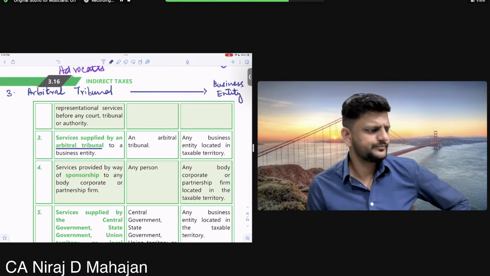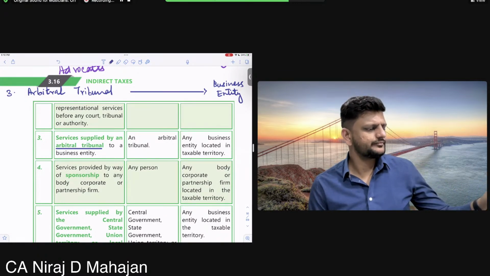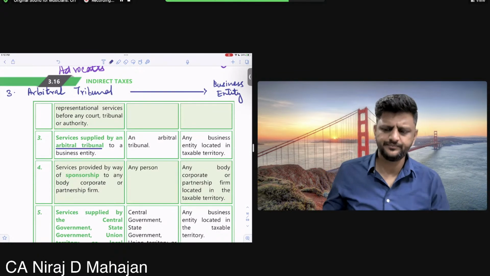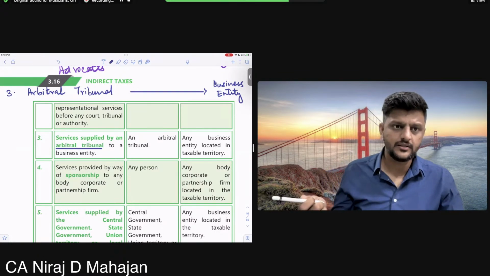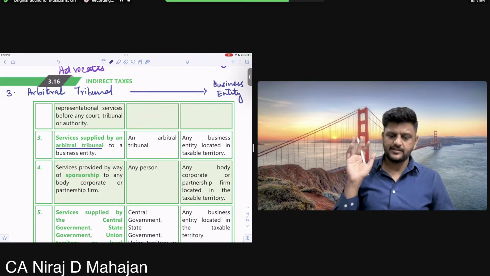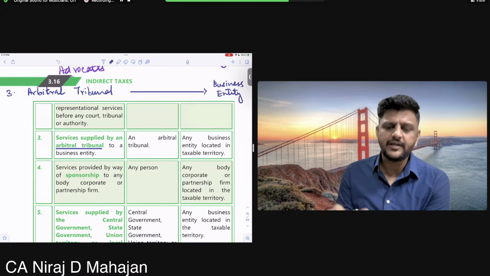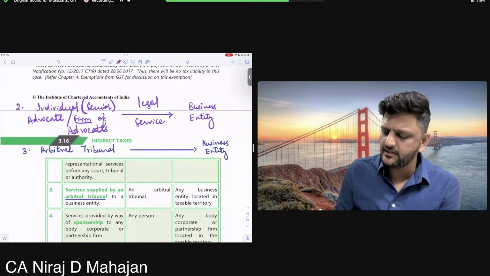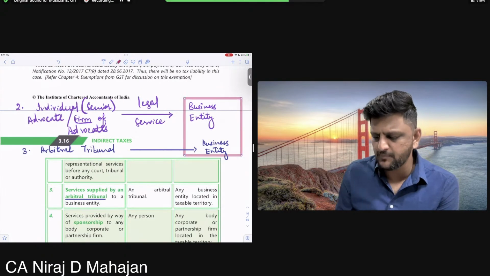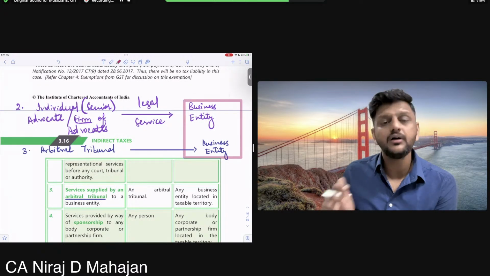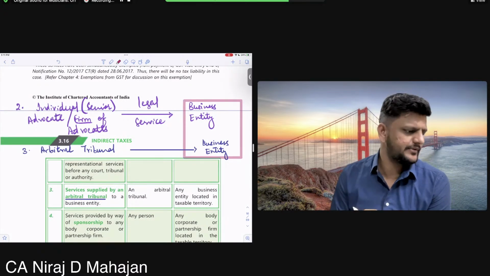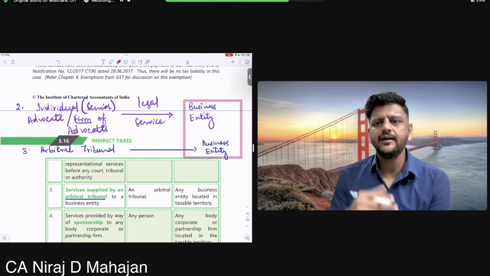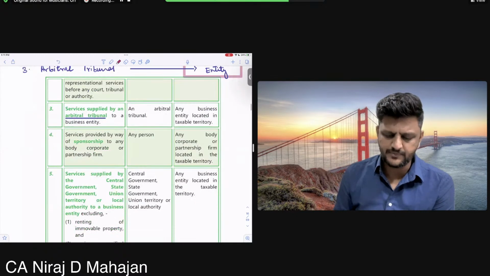Clear to all of you? All of you okay? Tell me, understood? So the service is given to a business entity. Okay. Then again RCM. Are they exempting? See, why are they not exempting this? Because the recipients are business entities. They are taking help for business purposes. The service is taken for business purposes. It is not exempt. Getting my point, everybody? It is not exempt. Just that tax is payable by the recipient.